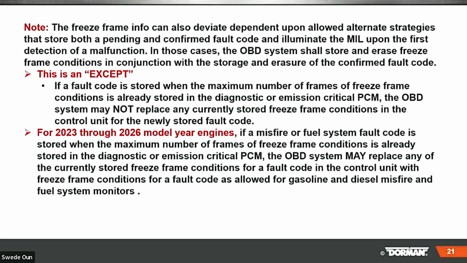So now, hey, time flies by, guys. Time flies by. 2023 was just last year, a few months ago. Through 2026, if a misfire or fuel system fault code is stored when the maximum number of frames of freeze frame conditions is already stored in the control unit, the OBD system may replace any of the currently stored freeze frame conditions with the freeze frame conditions for the new fault code, as allowed for gasoline and diesel misfire and fuel system models.